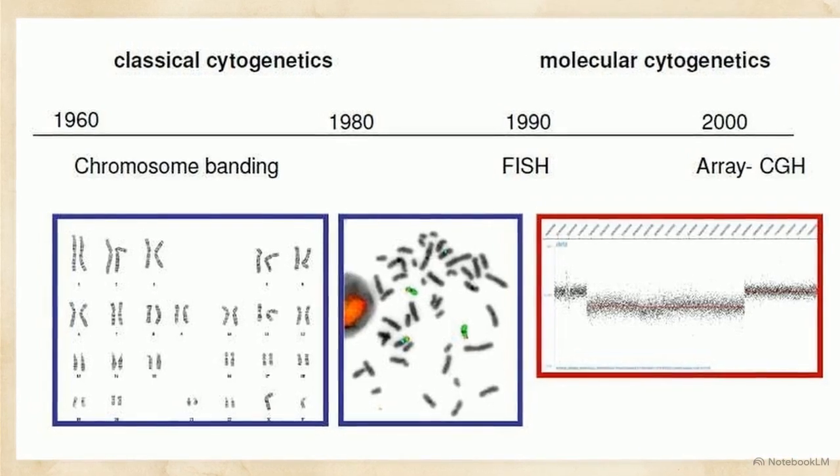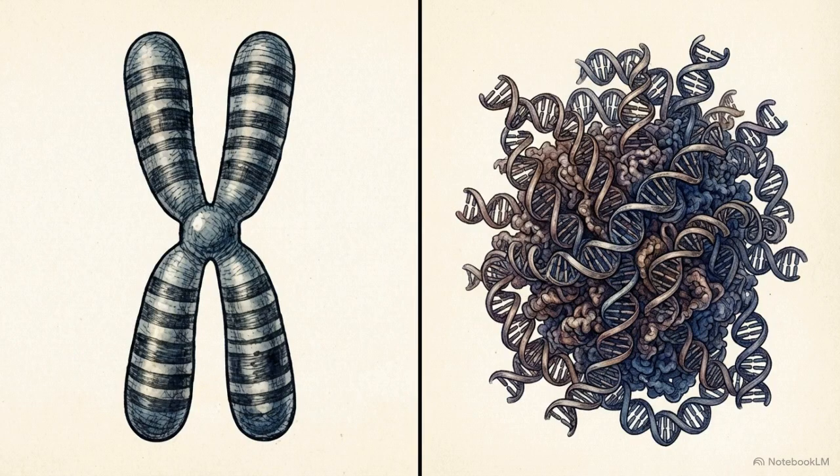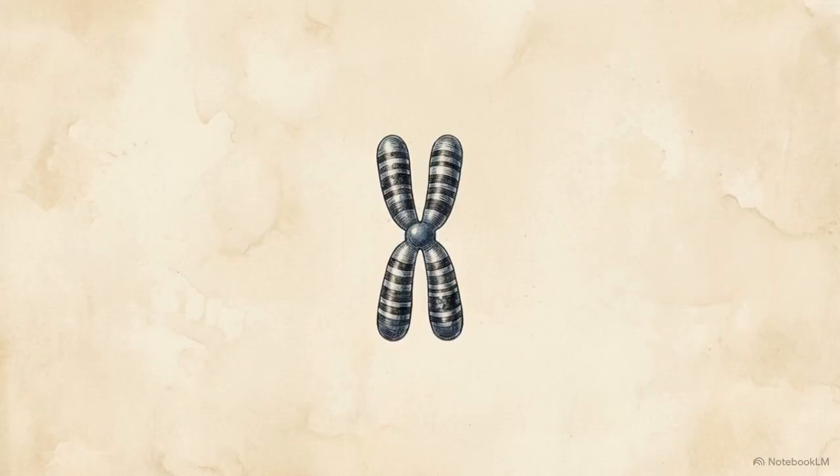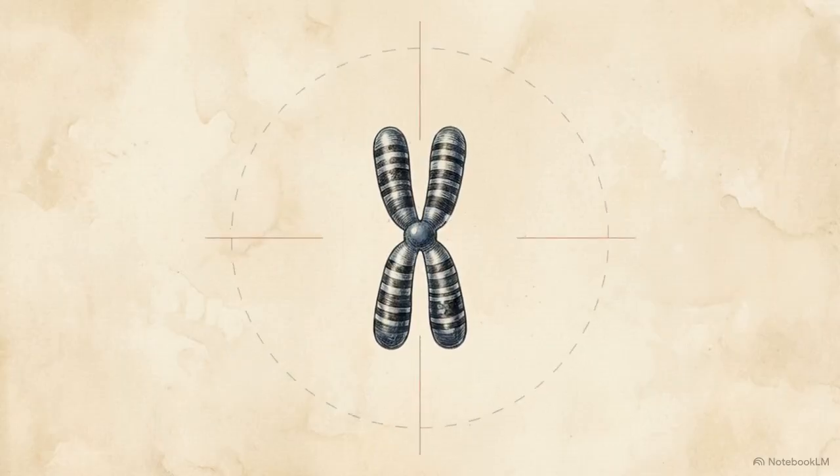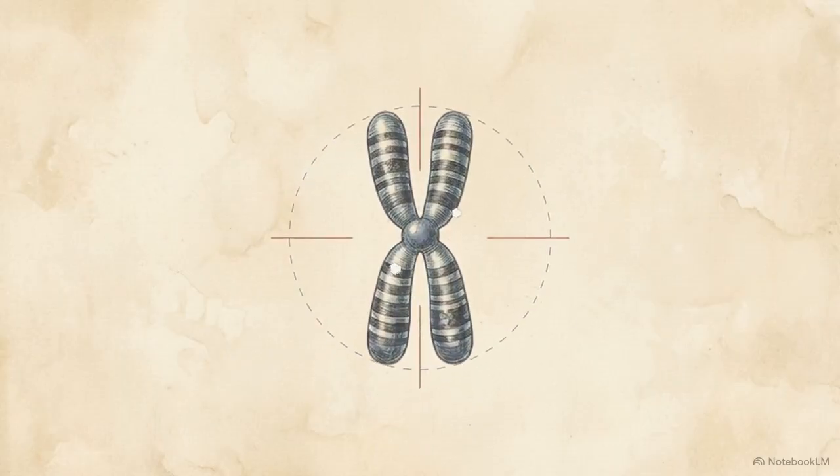Because we are no longer looking at the physical shape of whole chromosomes, array CGH cannot detect balanced translocations or triploidy. Increasing the optical resolution forces a compromise. Clinicians gain the ability to see highly specific molecular details, but they lose the overarching architecture of the chromosome.